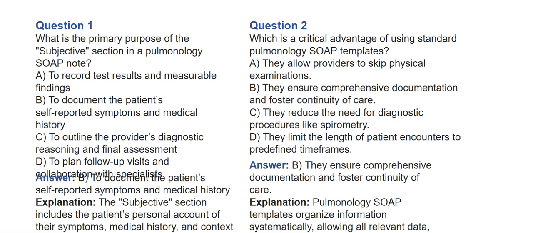Question 2. Which is a critical advantage of using standard pulmonology SOAP templates? A. They allow providers to skip physical examinations. B. They ensure comprehensive documentation and foster continuity of care. C. They reduce the need for diagnostic procedures like spirometry. Or D. They limit the length of patient encounters to predefined time frames. The answer would be B, as pulmonology SOAP templates organize information systematically, allowing all relevant data, including subjective complaints and objective findings, to be recorded for continuity of care and clinical decision making.